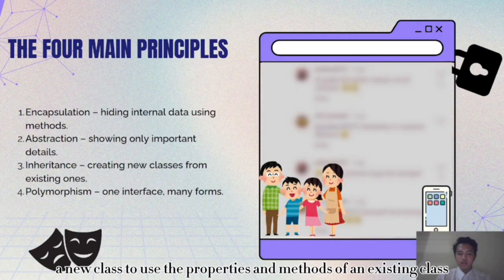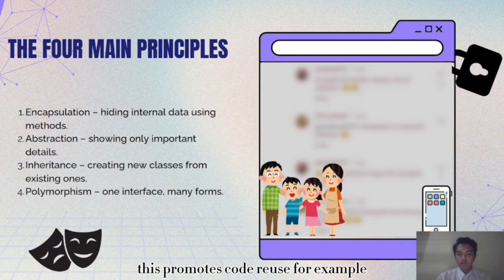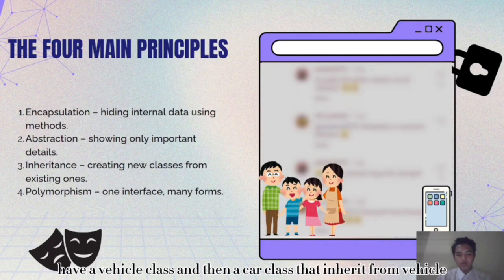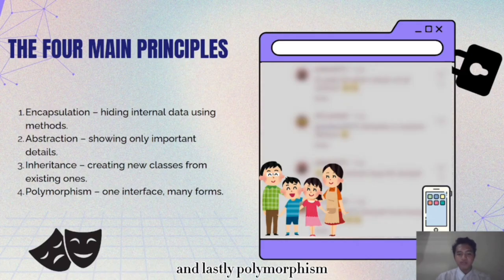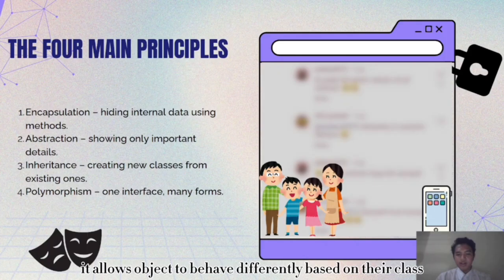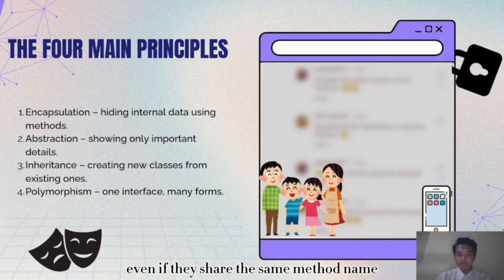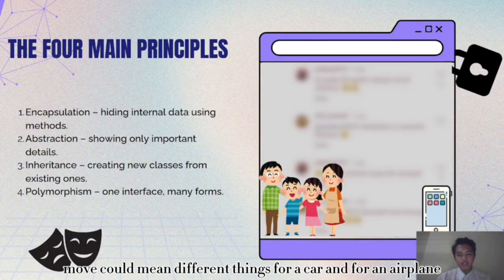Third, we have inheritance. Inheritance allows a new class to use the properties and methods of an existing class. This promotes code reuse. For example, we can have a vehicle class and then a car class that inherits from vehicle. And lastly, polymorphism. This means many forms. It allows objects to behave differently based on their class, even if they share the same method name. For example, the method move could mean different things for a car and for an airplane.